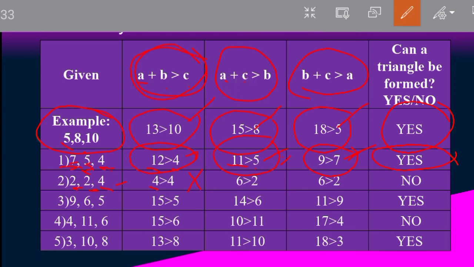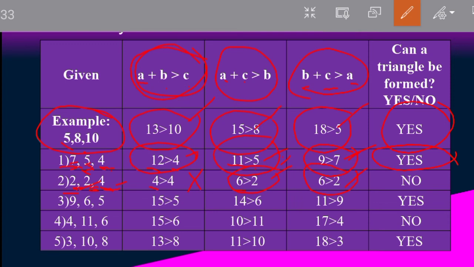Next, A plus C. Your A is 2. Your C is 4. So therefore, 2 plus 4 is equal to 6, and your B is 2. So 6 is greater than 2 is true. Next, B plus C greater than A. Your B is 2, your C is 4. 2 plus 4 is equal to 6. 6 is greater than 2. That is true.